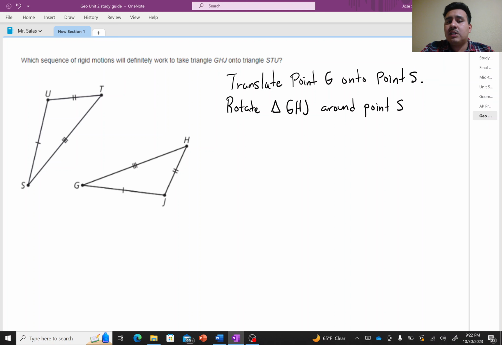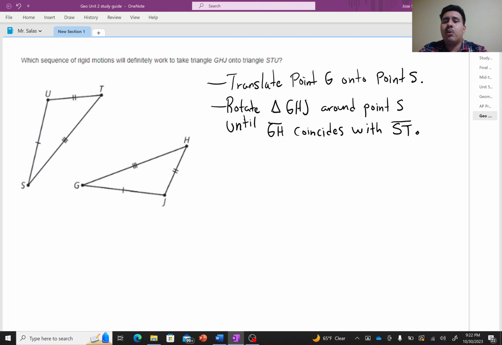Rotate triangle GHJ around point S until, whoops, that looks wrong. That's why I'm a math teacher. Until segment GH coincides, in other words, overlaps, coincides with segment ST. So ST, and that's my segment there. Okay, so that's my second step.